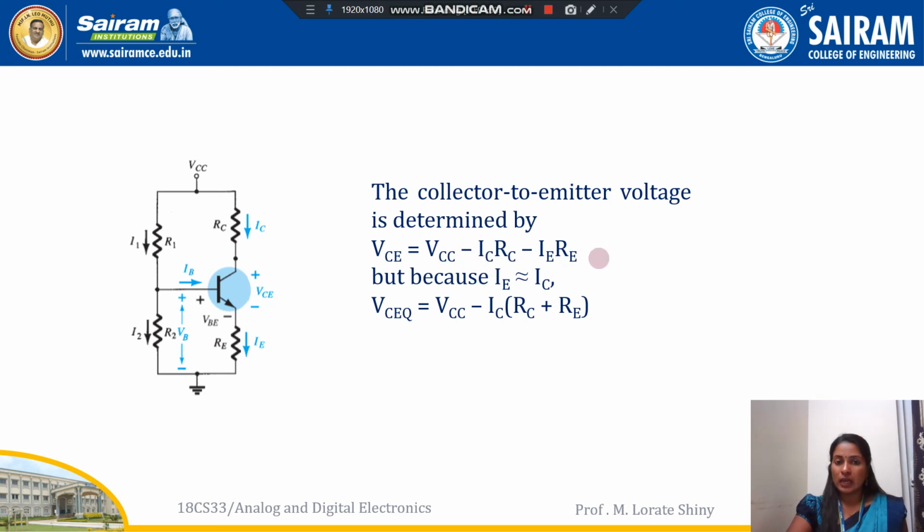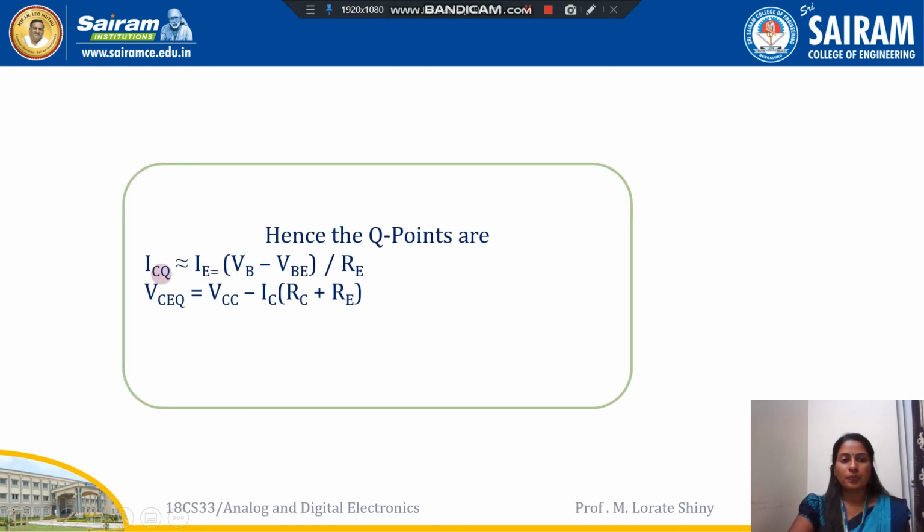In these two terms, IC is common, so I can take that out, and I get RC plus RE. The new equation is VCE is equal to VCC minus IC into RC plus RE. That is what I have written here. So this is the next Q point. Now the Q points are ICQ and VCEQ. ICQ is equal to VB minus VBE divided by RE. VCE is equal to VCC minus IC into RC plus RE.